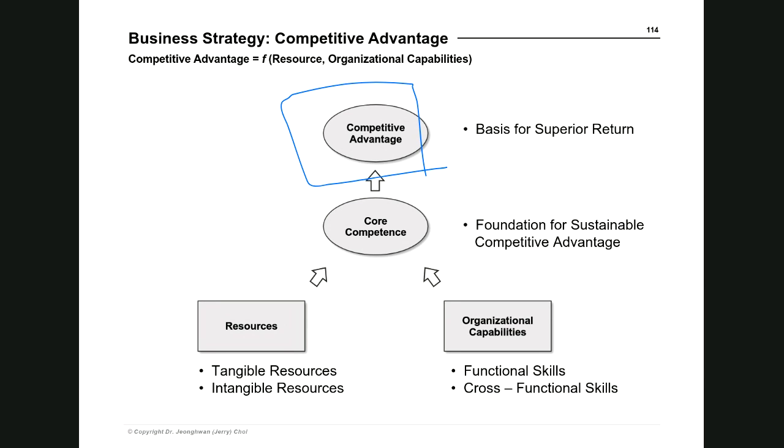We need to create and sustain our resources, and that resource is the scarce resource. However, what is the scarce resource? What is not replicable, not substitutable, not copyable, not imitable? A resource that cannot be easily copied or replicated by our competitor. What is the source of the scarce resource?